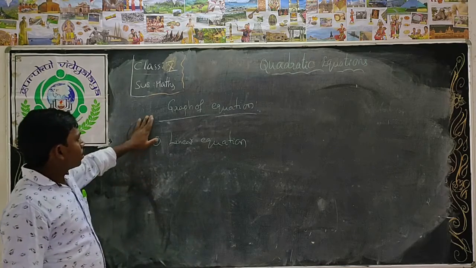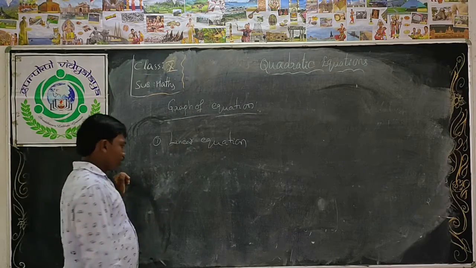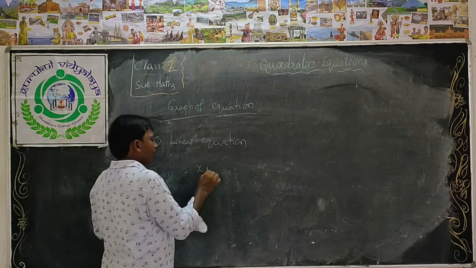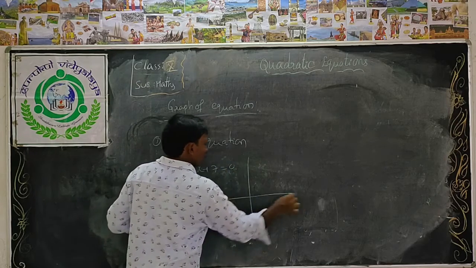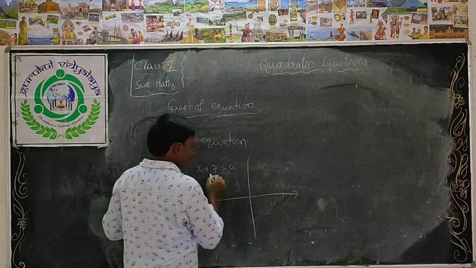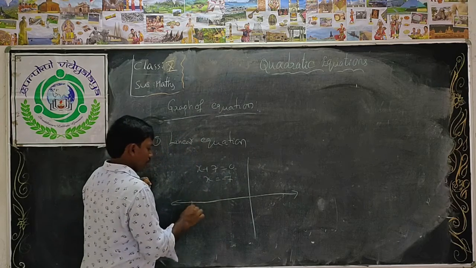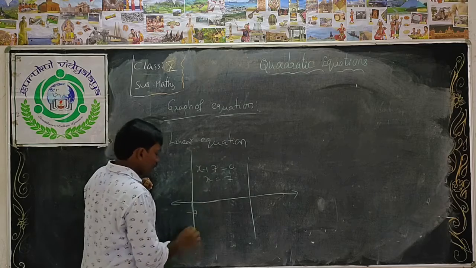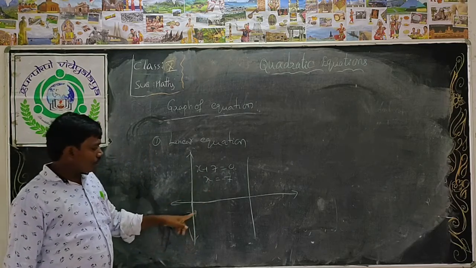Okay children, now we will see the graph of equations, the linear equation. For example, x plus 7 is equal to 0. So we can draw the graph. So x equal to minus 7 now, x equal to minus 7. So minus 7 will be here. So this is x equal to minus 7. X plus 7 is equal to 0 graph.